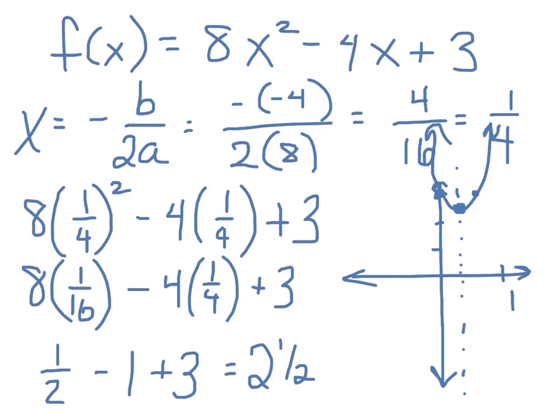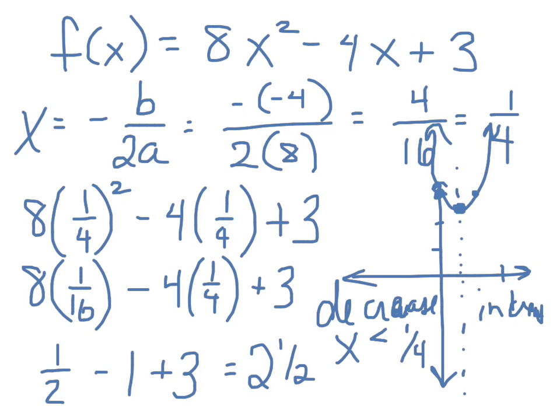Okay? So for this particular thing, when it's going downhill, is that increasing or decreasing? It's decreasing on the left side of what? When x is less than what? 1/4. Where did I get the 1/4 from? The axis of symmetry. That's exactly where I got it from. Then on the other side, the right side of the axis of symmetry, which means greater than, what is it doing? Increasing or decreasing? Increasing, when x is greater than 1/4.